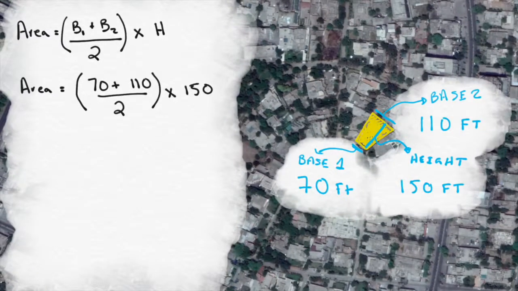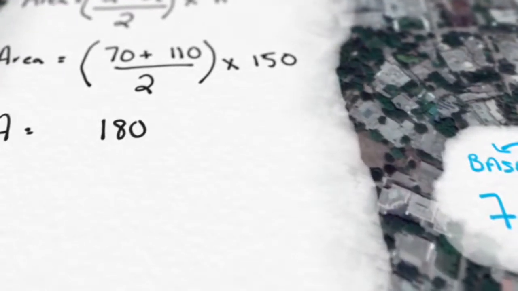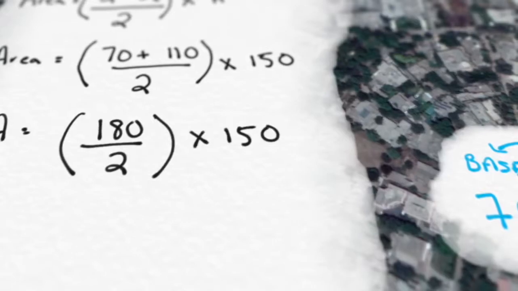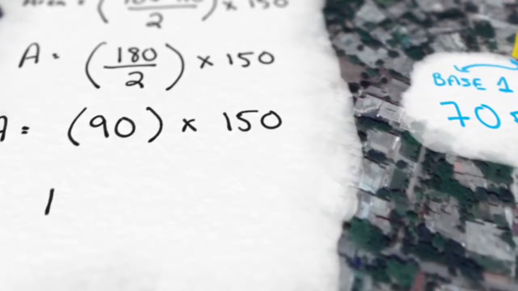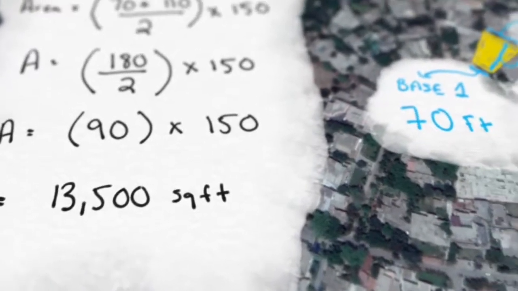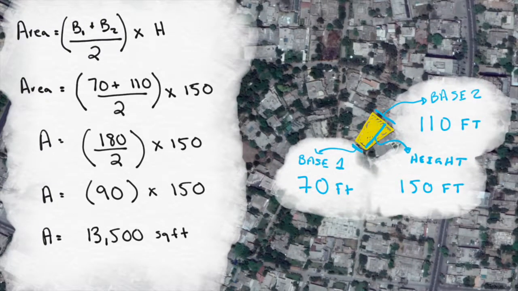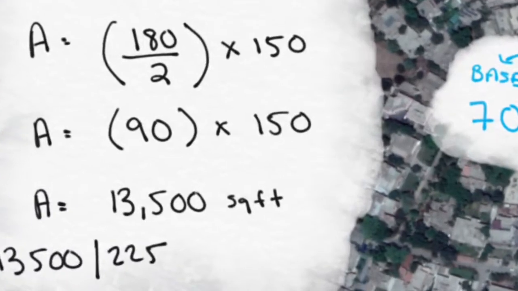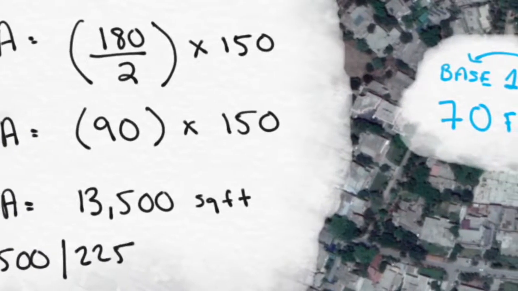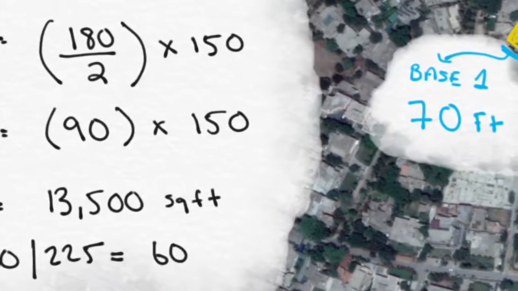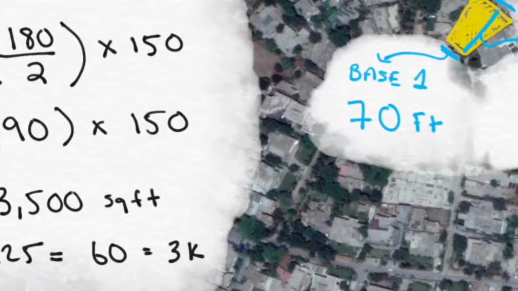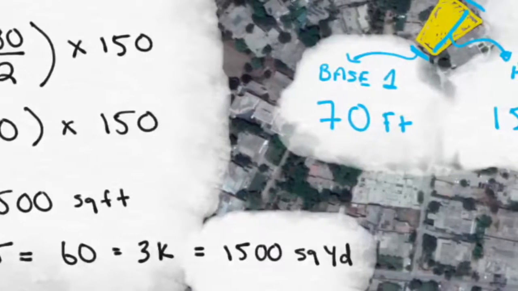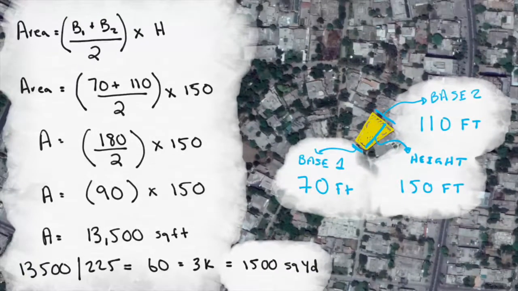Next, you're going to add 70 plus 110, and you get 180. Divided by 2, multiply that by 150. We get 90 multiplied by 150. The answer is 13,500 square feet. Let's divide that by 225, which is 1 Marla, and you get 60. So now we have 60 Marlas, which is equal to 3 Canal, which is equal to 1,500 square yards. And that's how you find the area of a trapezoid.